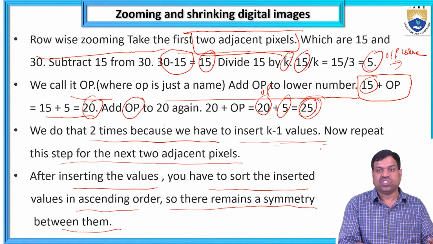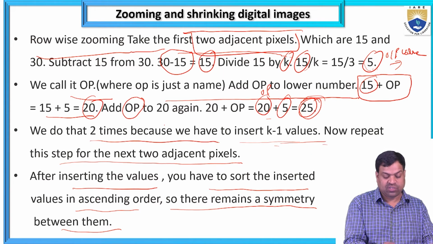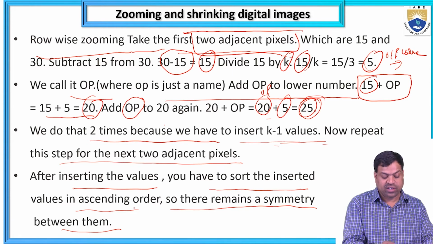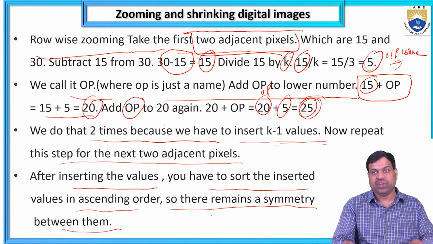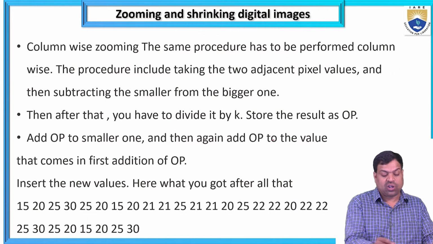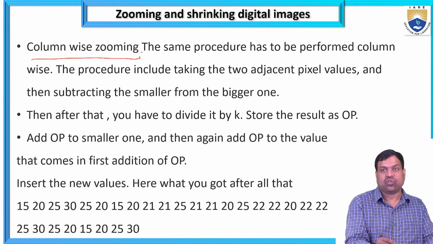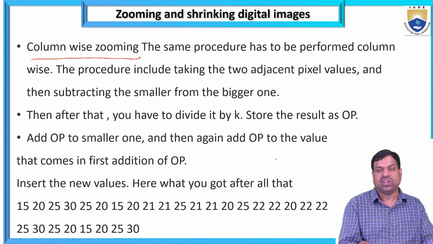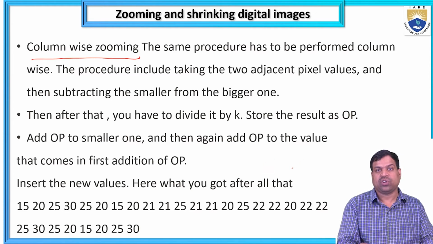Another 2 adjacent you can do again. Okay, that is how values are inserted, sorted in ascending order. The remaining is symmetric between them. And column-wise zooming. We have completed row-wise. After that we go for the column-wise. The same procedure has to be performed in the column-wise also.